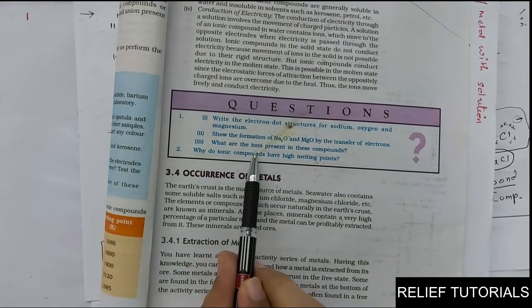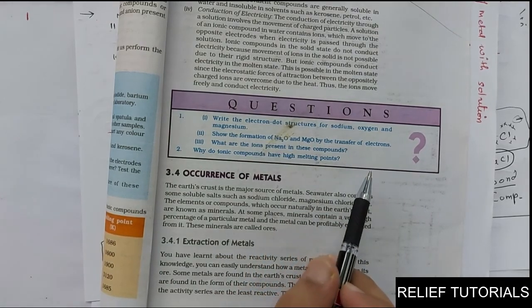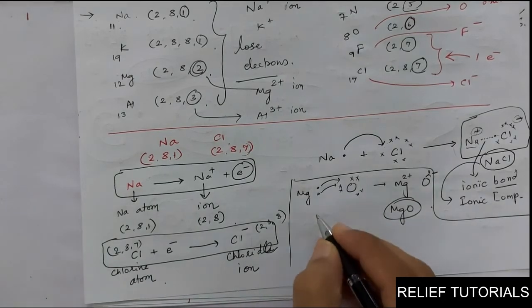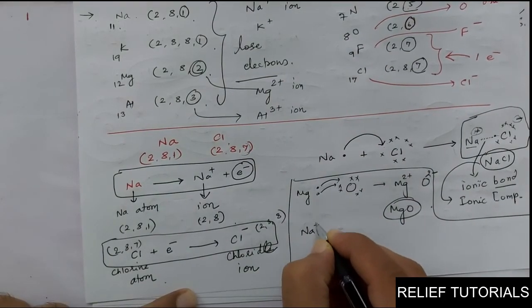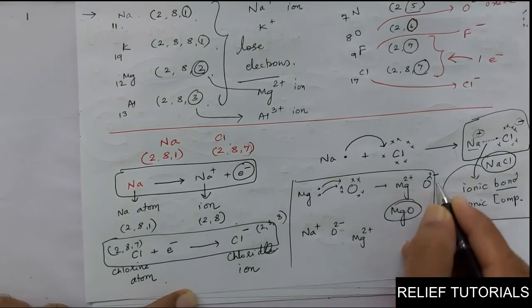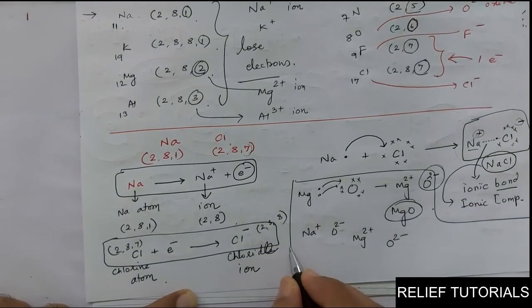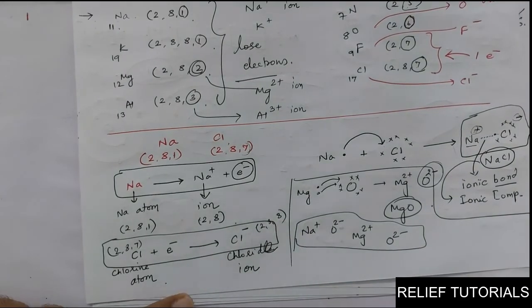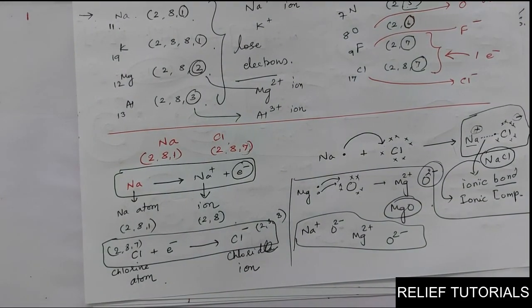Question number 3 is, what are the ions present in these compounds? Which ions are there? In the compounds we have seen, Na2O has the ions Na plus and O2 minus. MgO has Mg2 plus and O2 minus. These are the ions present in the compounds.